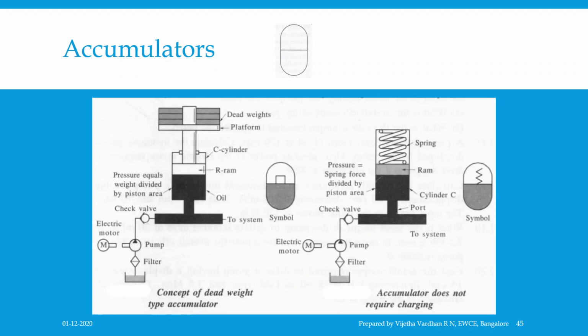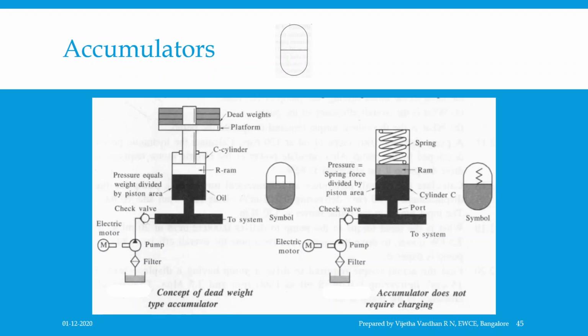The advantages of the deadweight type of accumulator are that they supply oil at constant pressure throughout the full volume output and can serve several hydraulic systems at a time. The disadvantage is that because of their large size, they are not very popular and are especially unsuitable for mobile equipment.